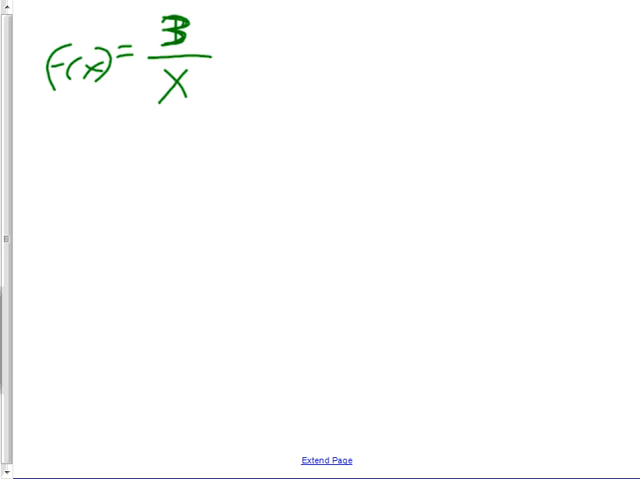By the way, they'll abbreviate that as f to the negative 1 of x. That means inverse.